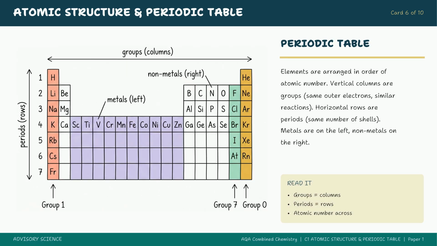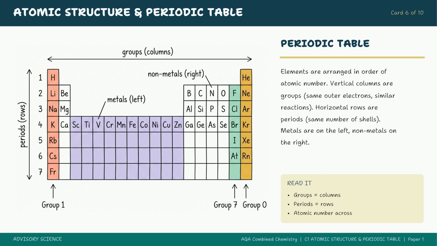Periodic table. The periodic table is arranged in order of atomic number. The vertical columns are groups. Elements in the same group have the same number of outer electrons and react in similar ways. The horizontal rows are called periods, where each row has one more electron shell than the last. Metals sit on the left, non-metals on the right. Group 1 are the alkali metals, and Group 7 are the halogens. Group 0 are those stable, noble gases that don't like to react with anything because they've got a full shell.